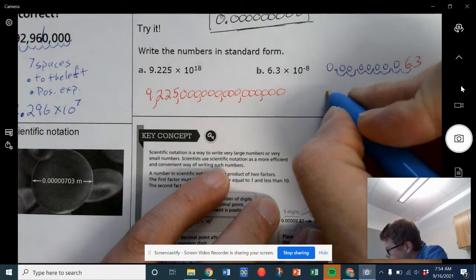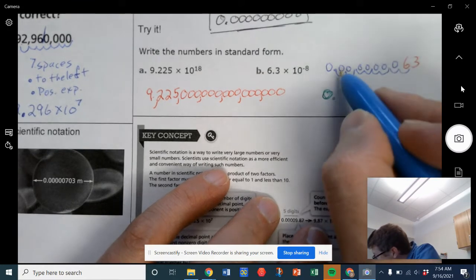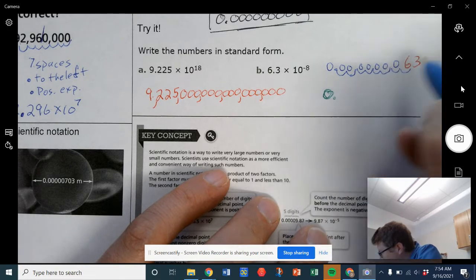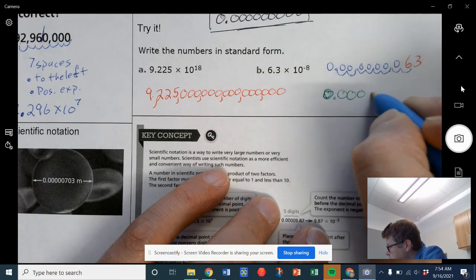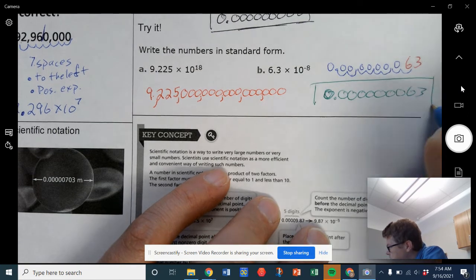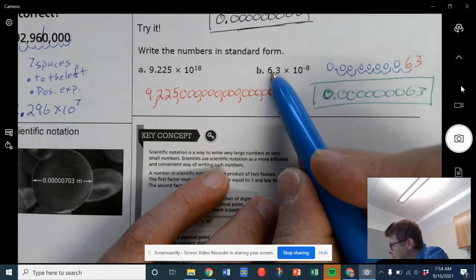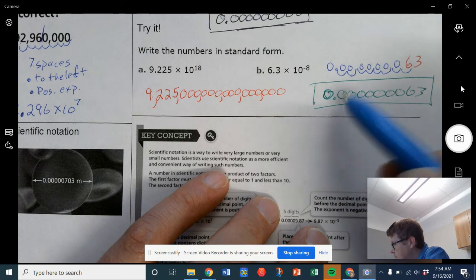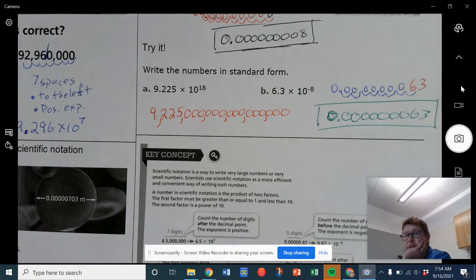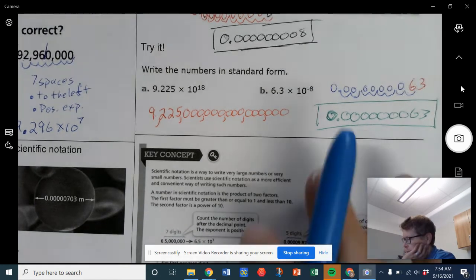Okay, so I'll rewrite it. 0 point, and then 1, 2, 3, 4, 5, 6, 7. Yeah, 1, 2, 3, 4, 5, 6, 7. I just figured out an easier way to do this. It's going to be 7 zeros because this counts as that 8th space. So 6, 3, and then 7 zeros, and that's it. That's actually an easier way to do it than what I was showing you. Too bad I figured it out at the end.